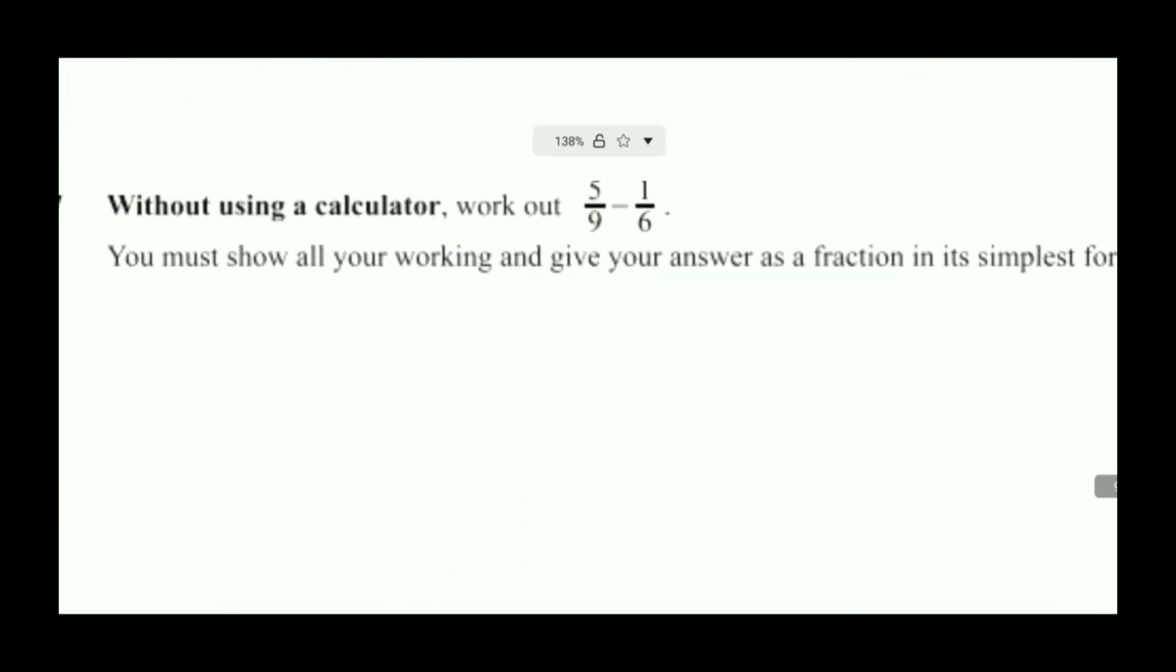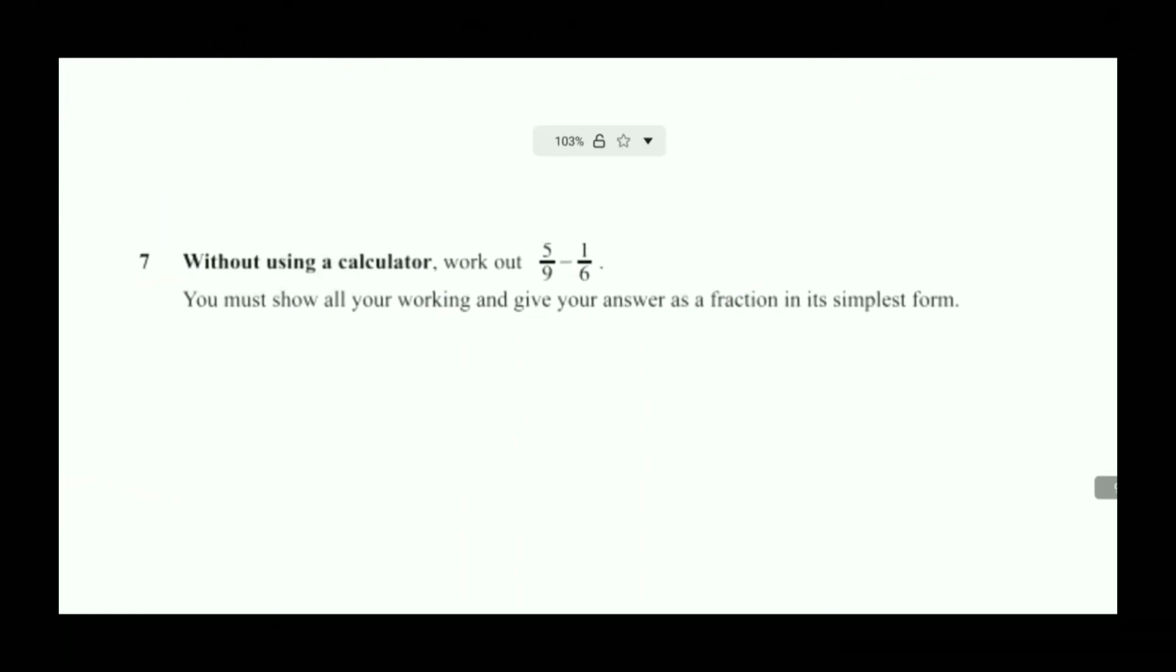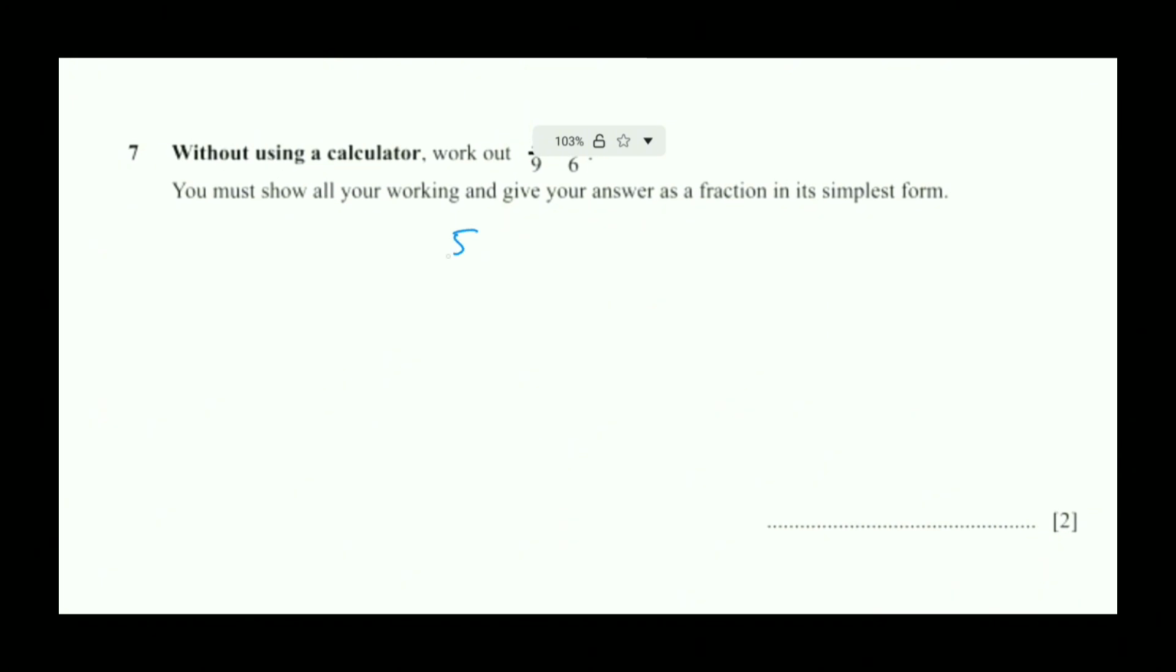Again, without a calculator, again a question of fractions. Work out means you have to show the steps. 5 by 9 minus 1 by 6. Next step is the LCM. The LCM of 9 and 6 is 18.